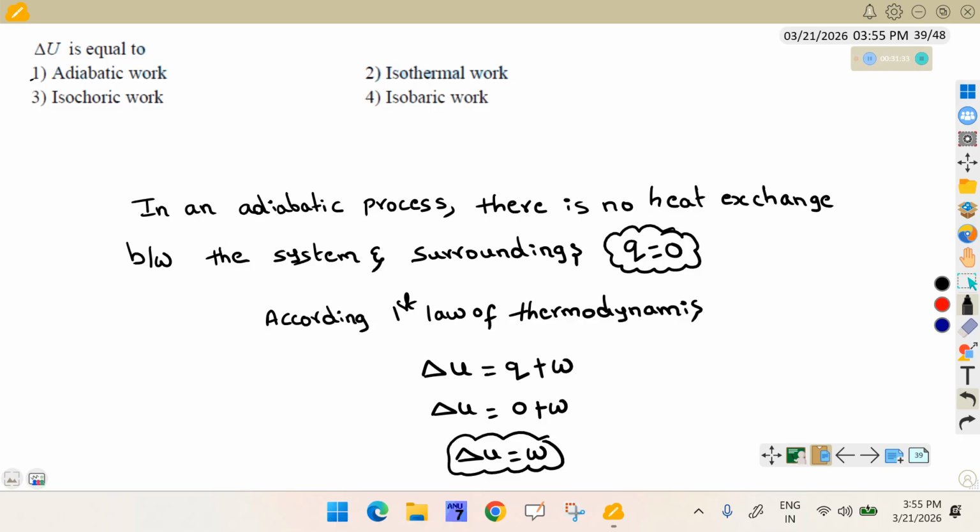Delta U is equal to adiabatic work. Why? In an adiabatic process, there is no heat exchange between system and surroundings. The value of Q is equal to 0. According to the first law of thermodynamics, delta U is equal to Q plus W. If it is an adiabatic process, Q value is 0, then delta U is equal to W.